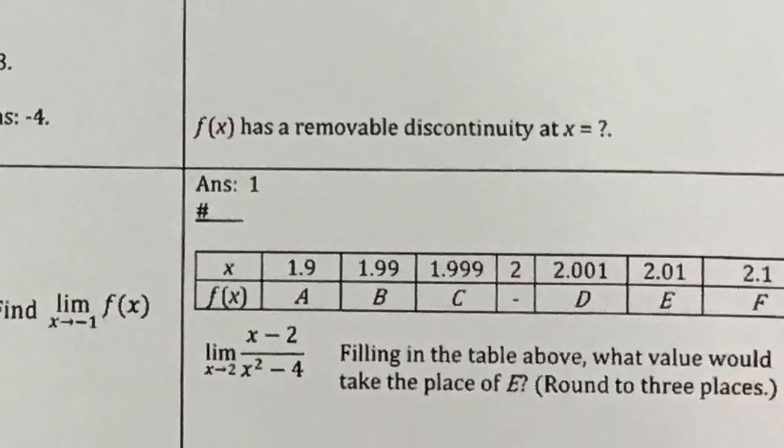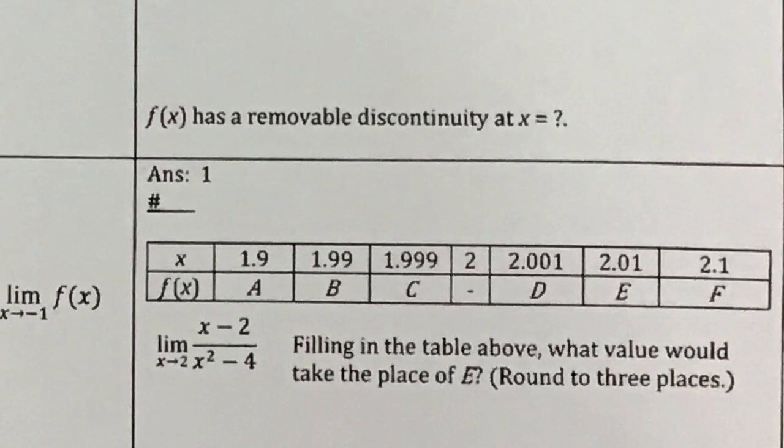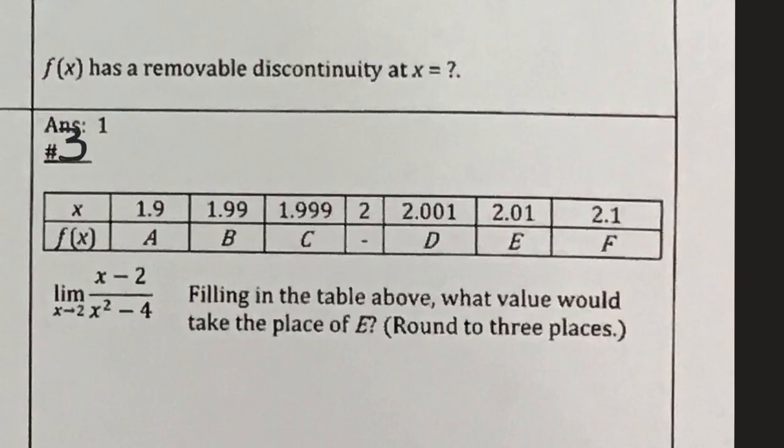So that brings us over here. So this is now going to be our number 3. So we put a 3 here in this box because it's the third problem that we are doing. Okay, filling in the table above, what value would take the place of E? Okay, so we have an A, a B, a C, a blank, right? It's undefined at 2. If we plug in 2, we get 0 over 0. So this is where we have your discontinuity right there, undefined at 2.